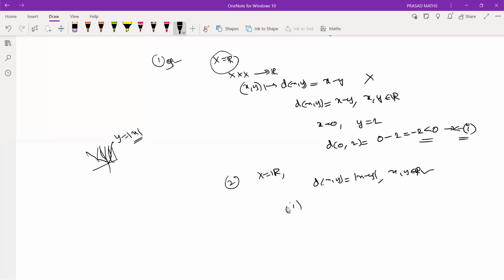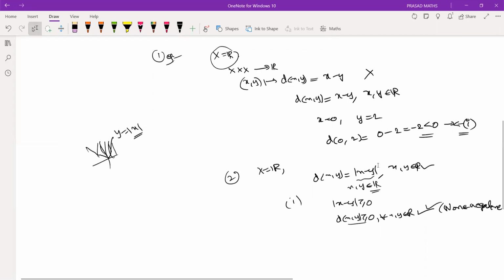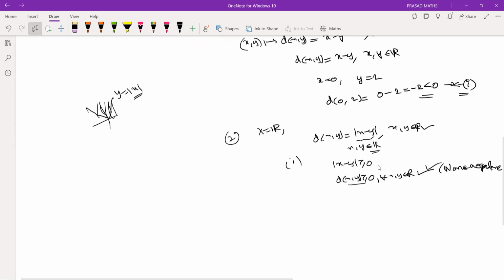So first property: when you take two elements in R, is the distance non-negative? Yes, because mod of x minus y is always non-negative. But mod of x minus y is nothing but what? The distance between x comma y, which is non-negative. Therefore, the distance between any two elements in R is non-negative. So the first condition is true. Understand? This is the non-negative property.